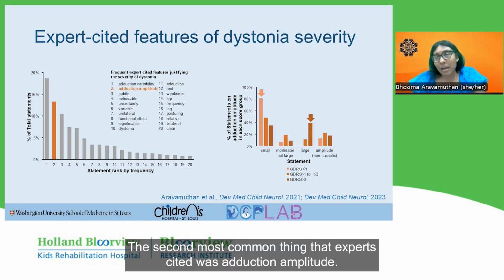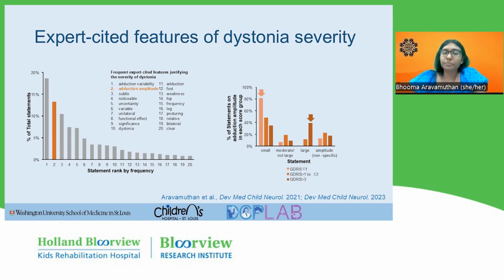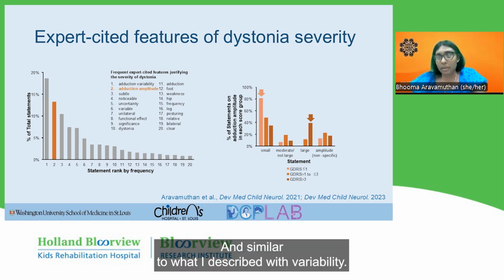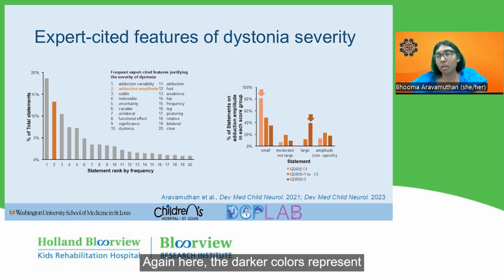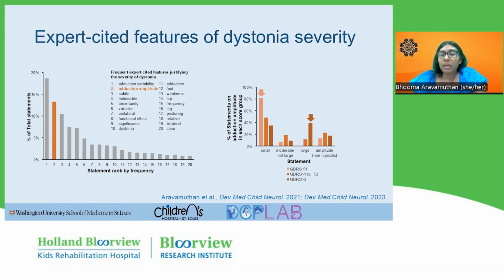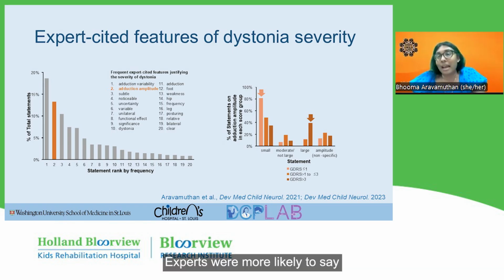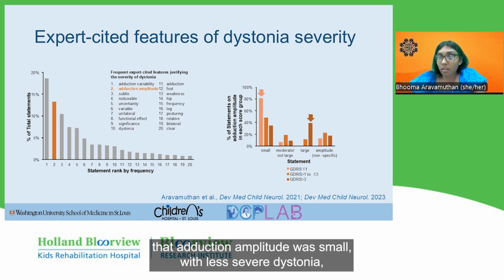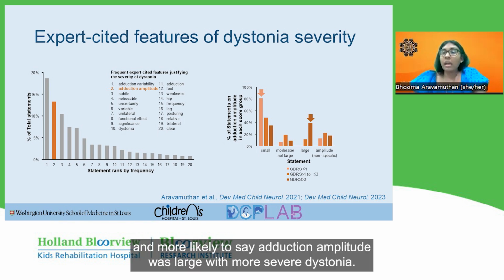The second most common thing that experts cited was adduction amplitude. And similar to what I described with variability, again here, the darker colors represent more severe dystonia as assessed qualitatively by expert consensus. Experts were more likely to say that adduction amplitude was small with less severe dystonia, and more likely to say adduction amplitude was large with more severe dystonia.